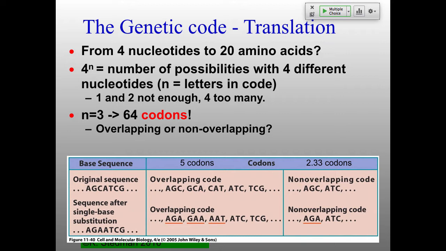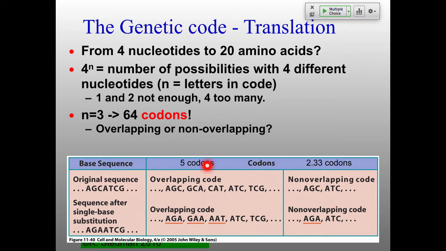Good. The next question, which actually was a much more interesting one, had to do with whether the code was an overlapping code or a non-overlapping code. So what do we mean by overlapping or non-overlapping code? That's what's shown down here at the bottom. If we start out with just this sequence, AGCATCG, if you had an overlapping code, you could get 5 different 3-letter words out of this.